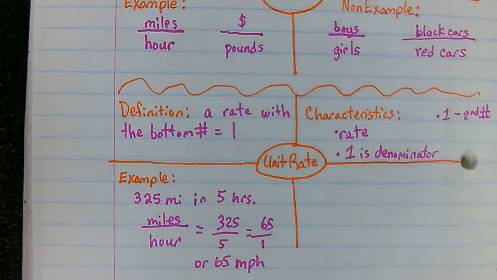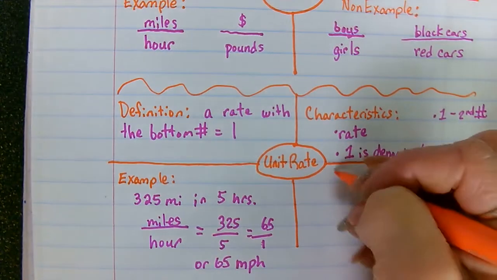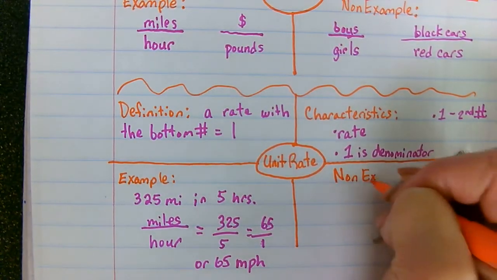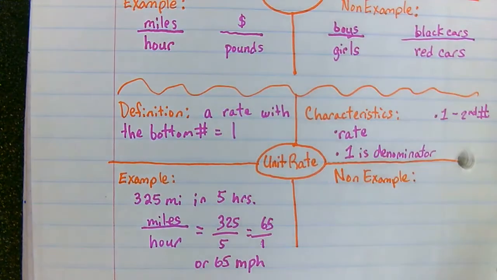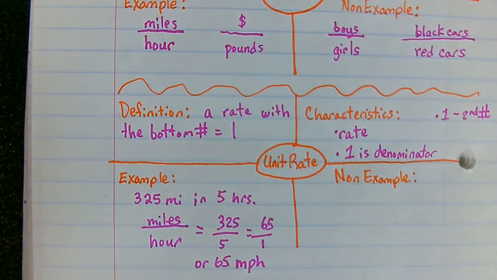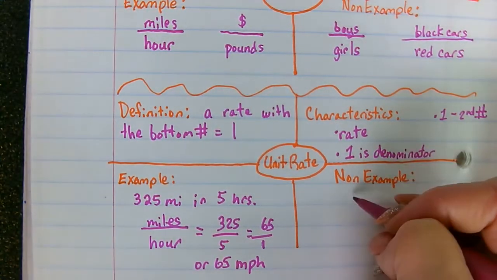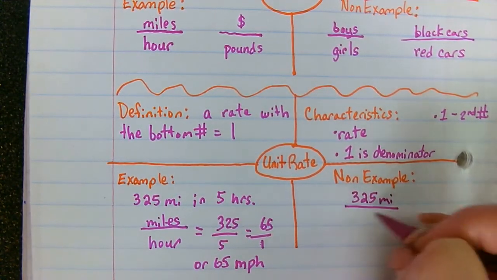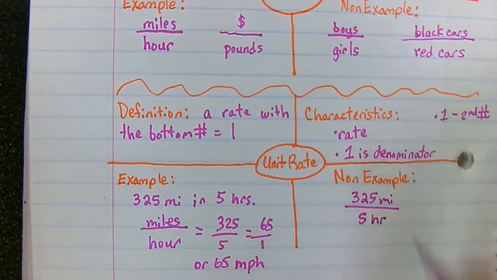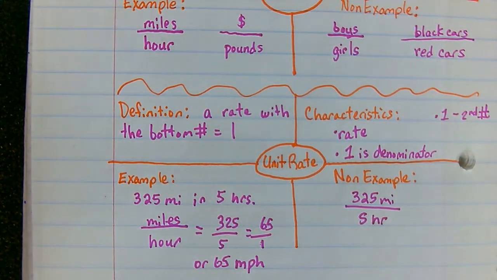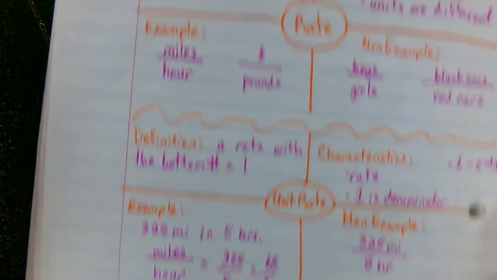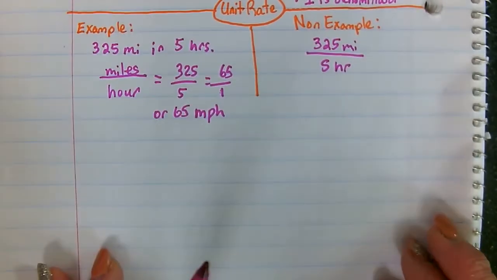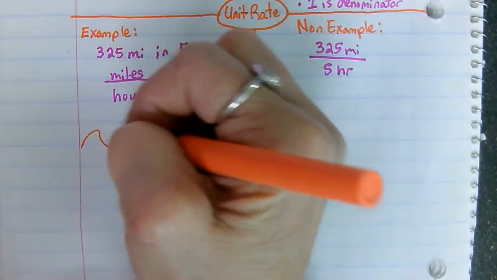Let's continue on and discuss a non-example. I'll put a non-example right here. Okay? Non-example could be like going back without simplifying it and just saying 325 miles per 5 hours. Until you simplify it to 1 on the bottom, it is not a unit rate. Okay? Alright, let's separate this into a new section. I'm going to slide right here and do a little divider again.